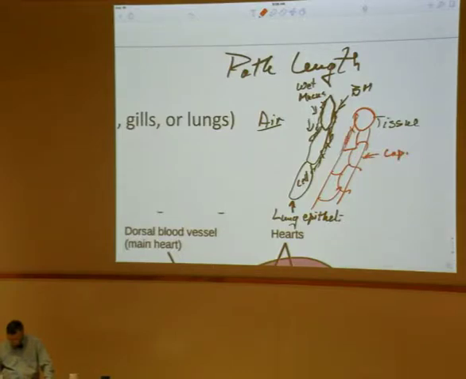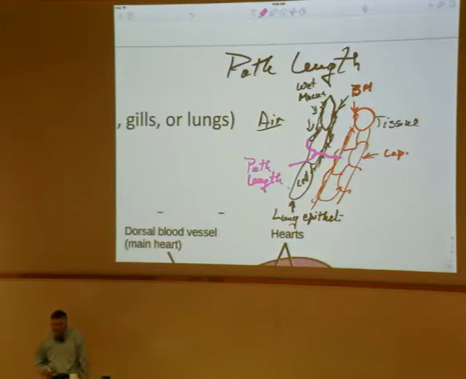Which also has a basement membrane. And it's got some interstitial fluid to go through in between. So the path length includes all the tissue it has to go through to get to the blood.